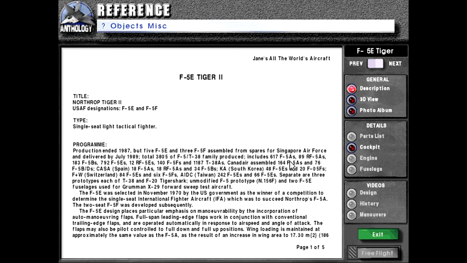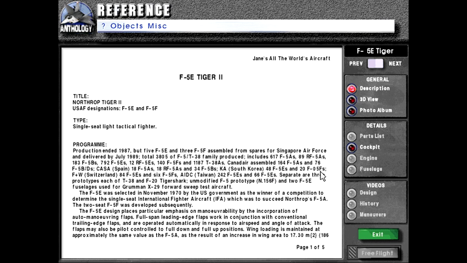Include 617 F-5As, 89 RF-5As, 183 F-5Bs, 792 F-5Es, 12 RF-5Es, 140 F-5Fs, and 1,187 T-38As. Canadair assembled 164 F-5As and 76 F-5Bs and Ds. The Ds being for CASA, or by CASA of Spain, I guess. Trying to say there. 18 F-5As, 18 RF-5As, and 34 F-5Bs. KAI of South Korea produced 48 F-5Es and 20 F-5Fs.